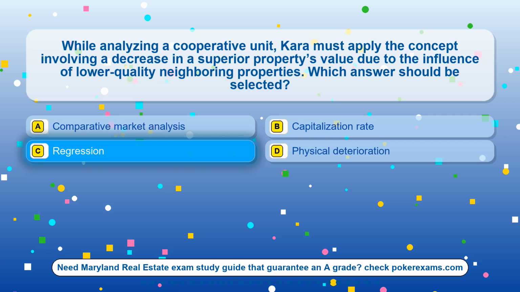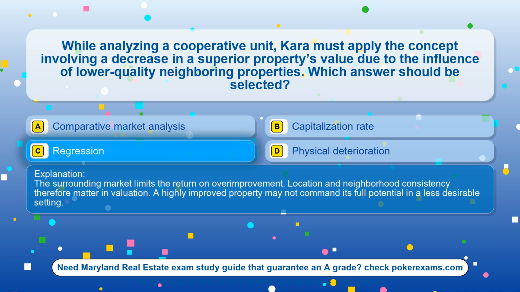The correct answer is option C, regression. The surrounding market limits the return on overimprovement. Location and neighborhood consistency therefore matter in valuation. A highly improved property may not command its full potential in a less desirable setting.